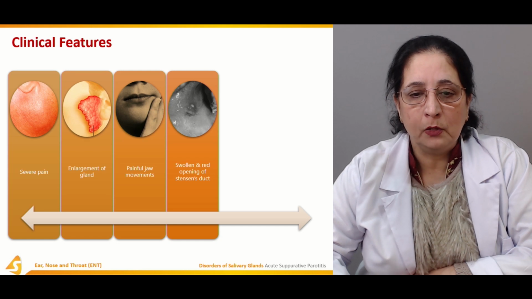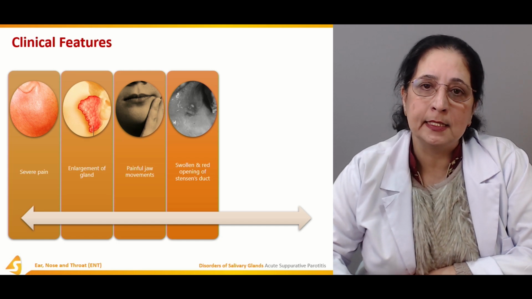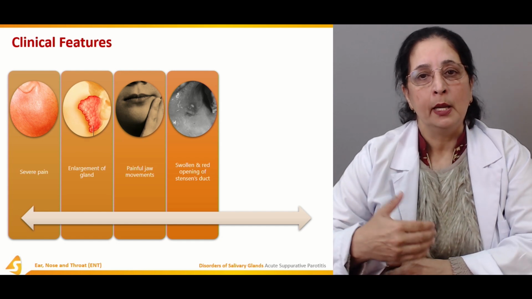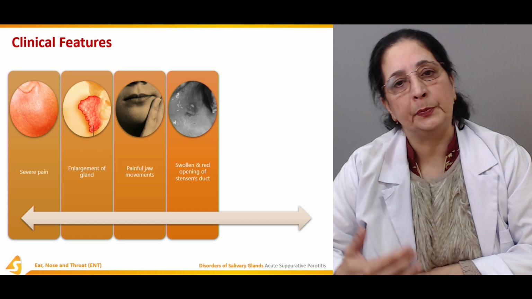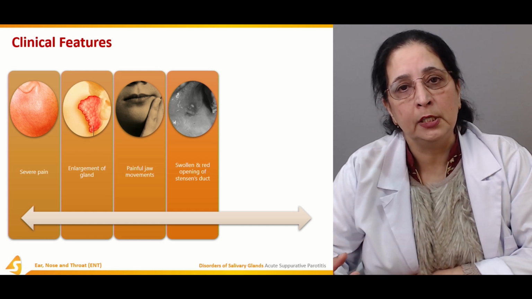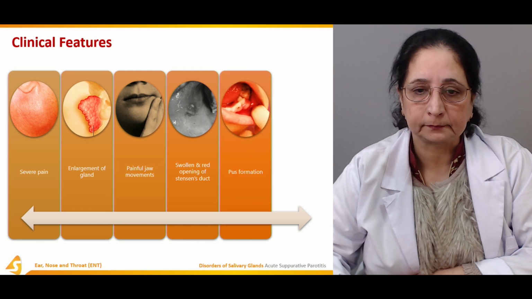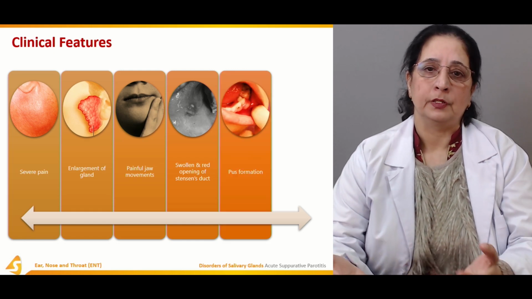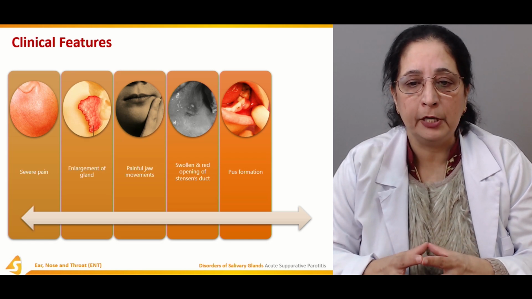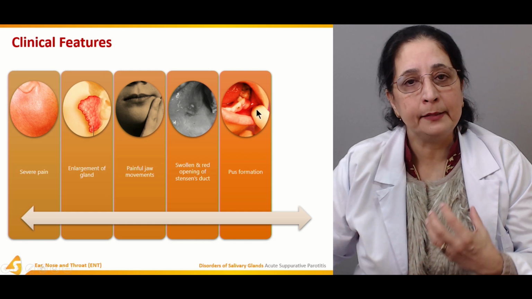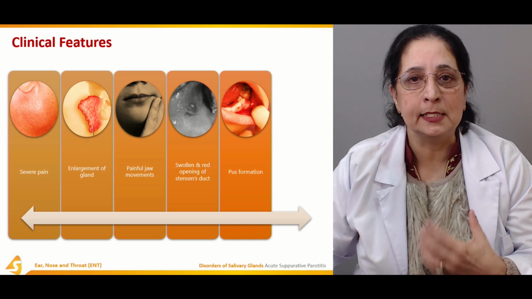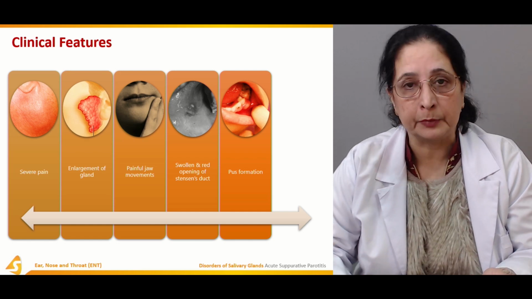The opening of the Stenson duct is swollen and red, because that's the site of the spread of infection or bacteria from the mouth to the parotid gland. Then there is pus formation, suppuration, mainly at the site of the opening of the Stenson duct from where the infection is spreading.